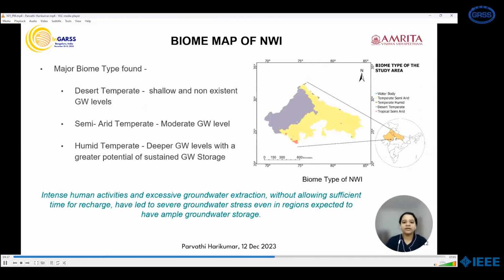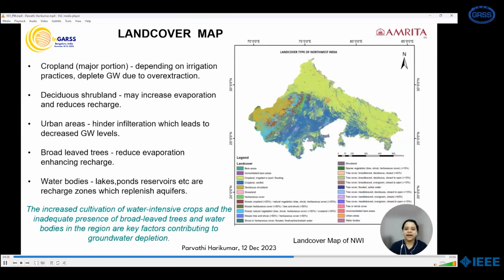Analyzing the groundwater patterns and biome types, we can conclude that heightened human activities, particularly the excessive withdrawal of groundwater without allowing adequate time for replenishment, have imposed substantial strain on groundwater resources. This strain is evident even in regions anticipated to have ample groundwater. The land cover in the study area exhibits diverse characteristics. Cropland, constituting a significant portion, faces the risk of depleting groundwater due to intensive irrigation practices and over-extraction.